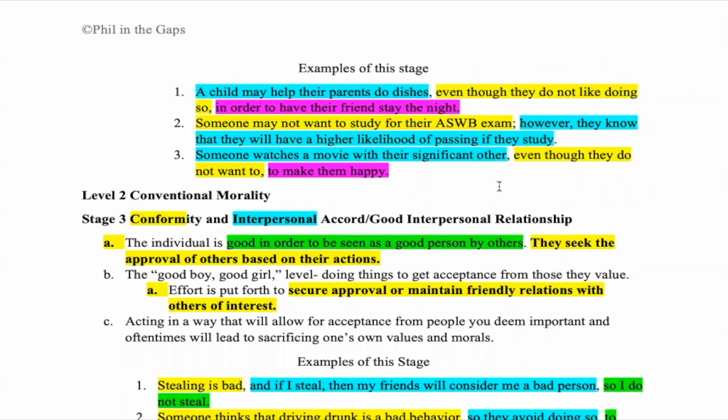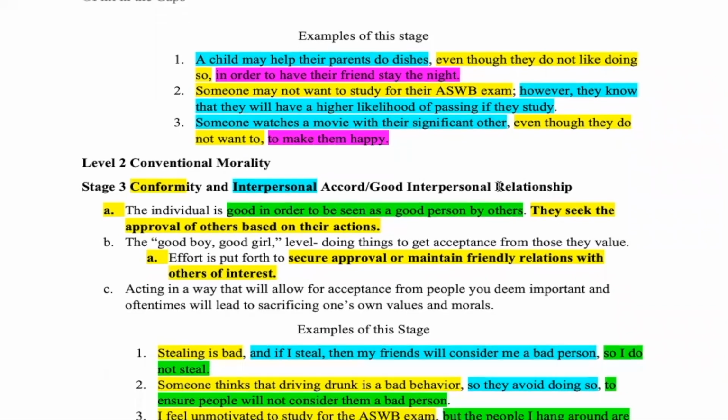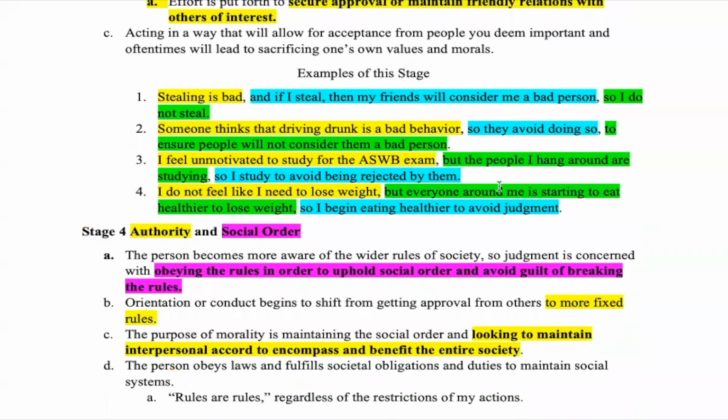So more of a conventional way of living within society. Stage 3, conformity and interpersonal accord, or good interpersonal relationships, is where somebody is going to conform to the ideologies or thought processes of a particular group of people that they deem important in order to be accepted by those individuals. Therefore, they're going to be doing behaviors or speaking or conducting themselves in a way they otherwise would not have if they did not want to be accepted by that group of individuals.